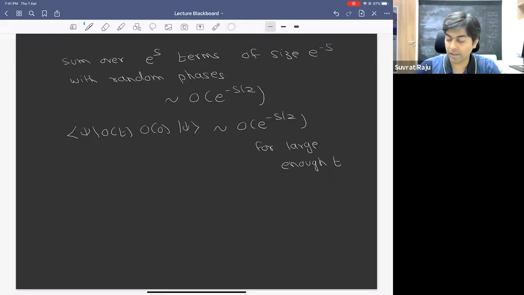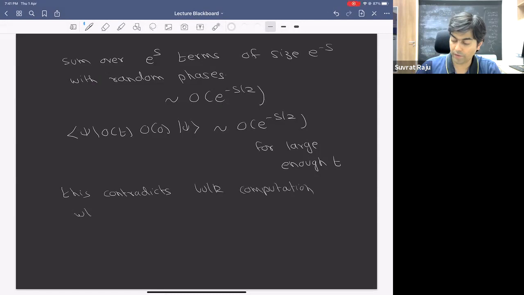So you see that this contradicts the bulk computation when T is of order S. Because when T is of order S, you start finding that the bulk computation just keeps decaying and decaying forever, whereas the boundary computation has a fat tail.